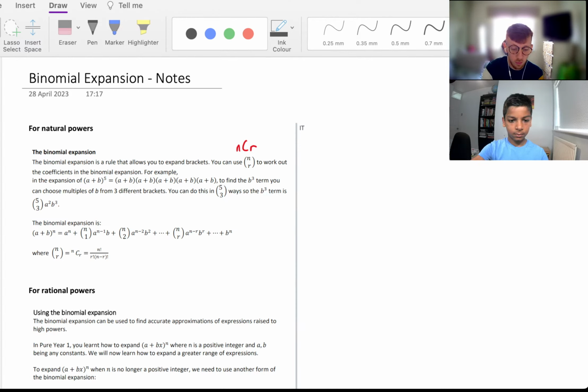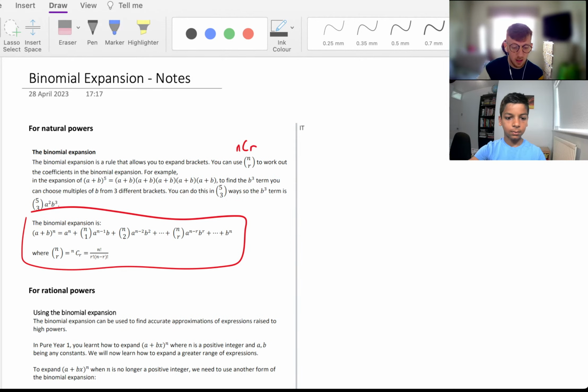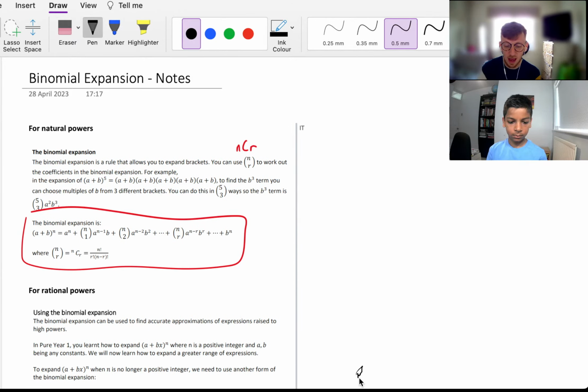So our general rule for the binomial expansion with natural powers is, if it's (a+b)^n, then you have a^n. Technically you could have n choose 0 there, but it's a^n plus n choose 1, which is just n, a^(n-1) b, plus n choose 2, a^(n-2) b squared, and you see the pattern coming: the powers of a are decreasing whilst the powers of b are increasing, and they always add up to n.